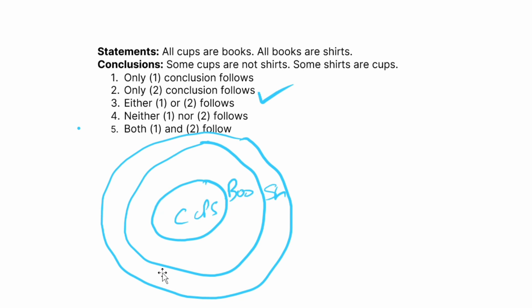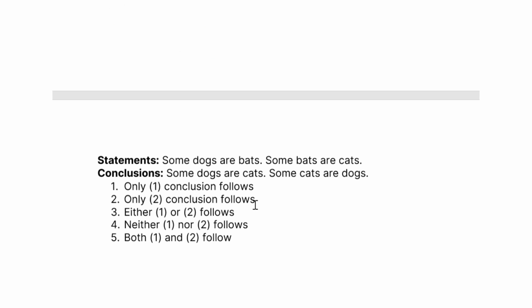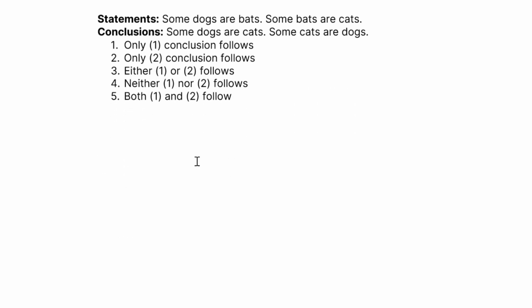We simply need to study the statements well and be well prepared with the Venn diagram, and try to draw a Venn diagram. After drawing the Venn diagram, we need to detect whether the conclusions follow or not. That is very simple with Venn diagrams. Okay, so see this question.